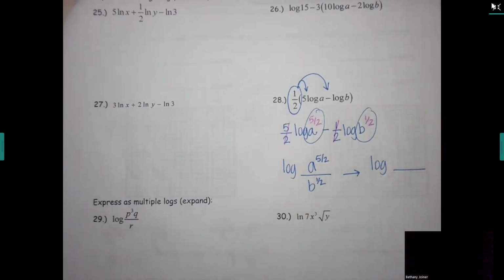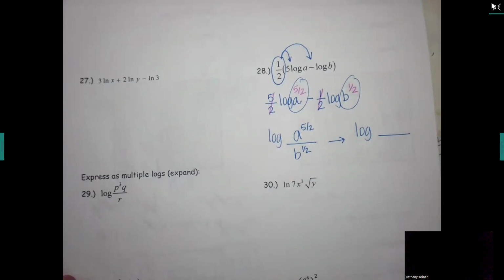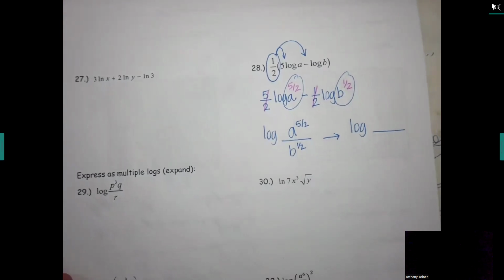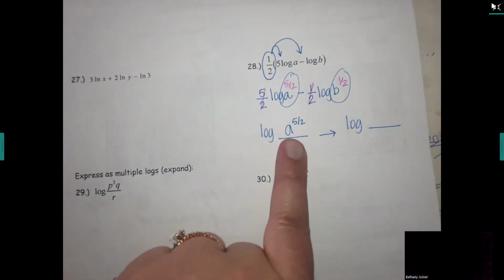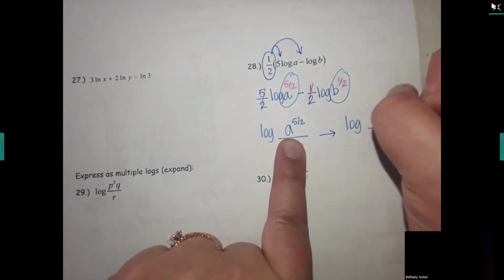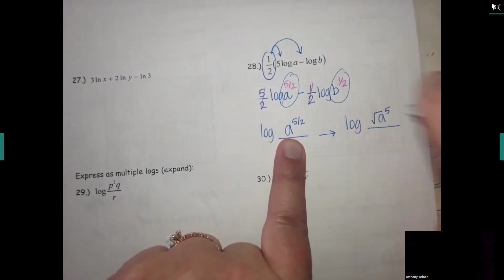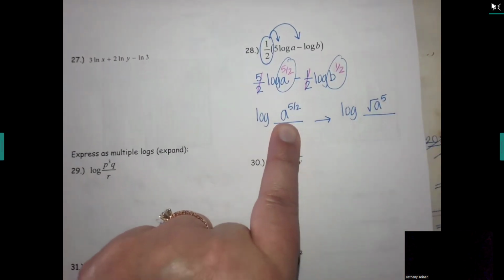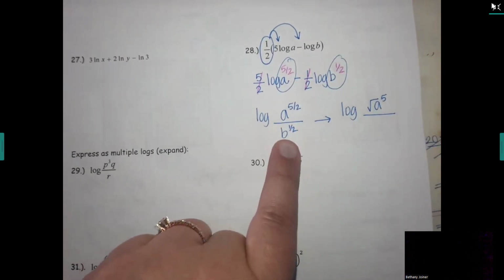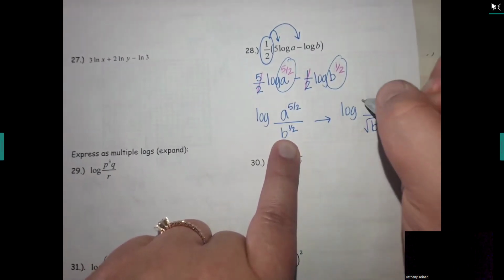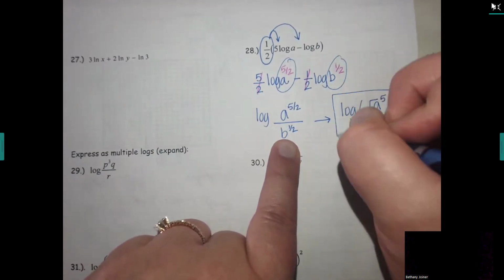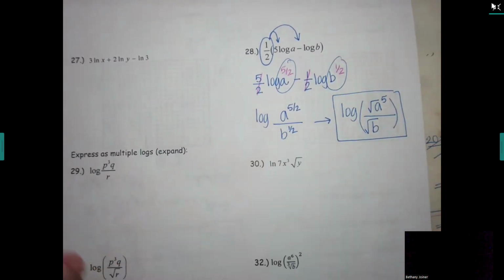Now, that is not your final answer because we know that halves are really what symbol? Square roots. Very good. So my A is to the 5th, but then it's also square rooted. And then if my B only has a 1/2, that would only be a square root. You wouldn't have to put like an extra number on it.